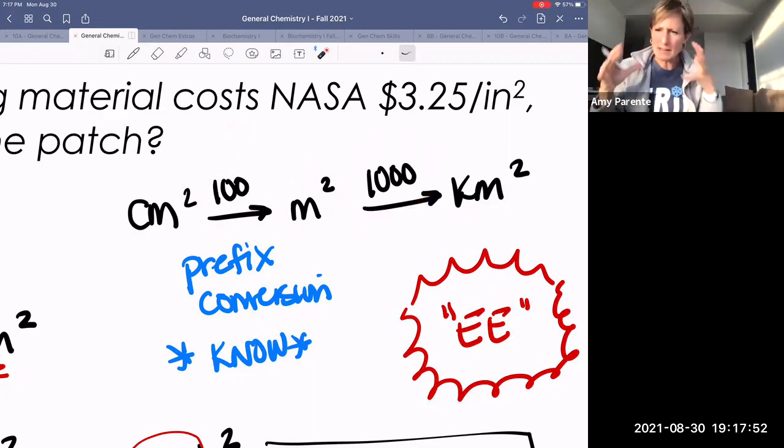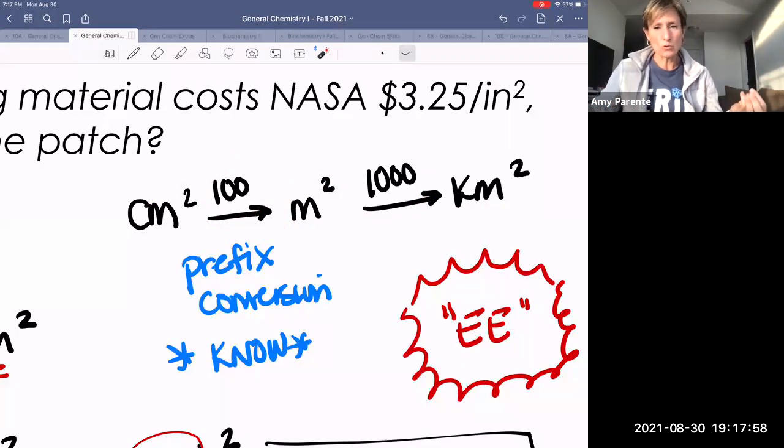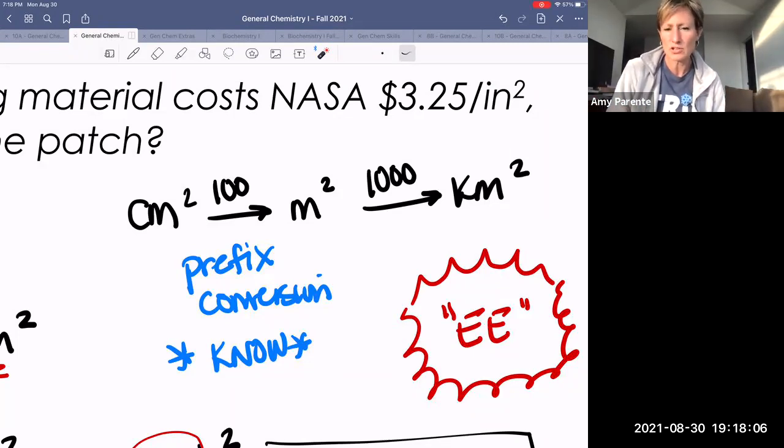Okay, so once I've got my roadmap laid out, I know the information that I'm starting with, I know where I want to get to, and I know the pieces that are going to allow me to take one step at a time and get there. Now I'm ready to actually put that into a calculation.